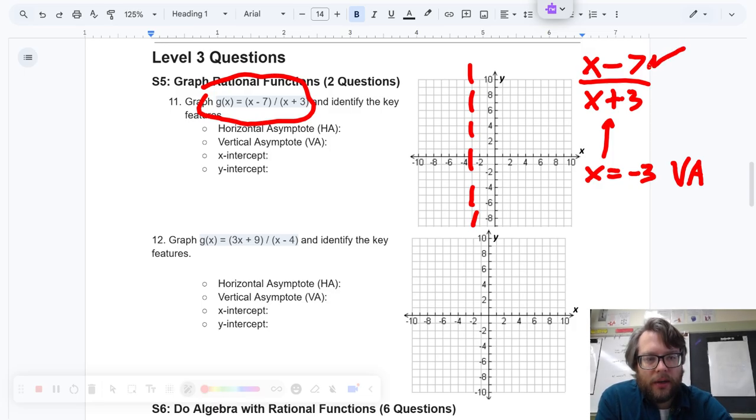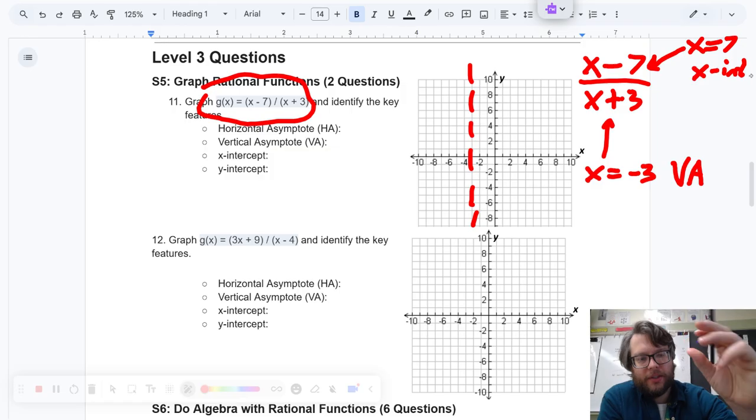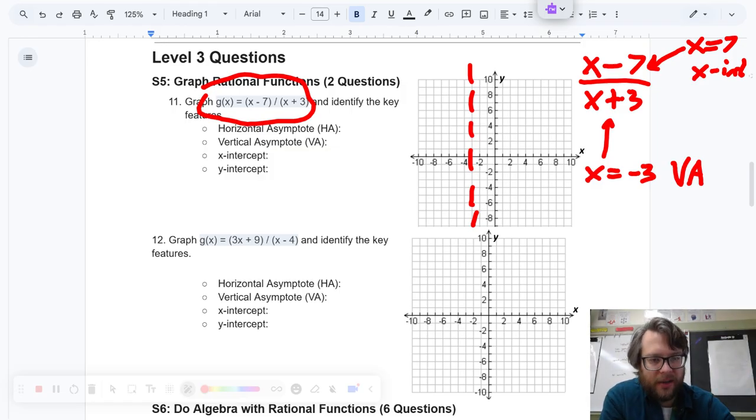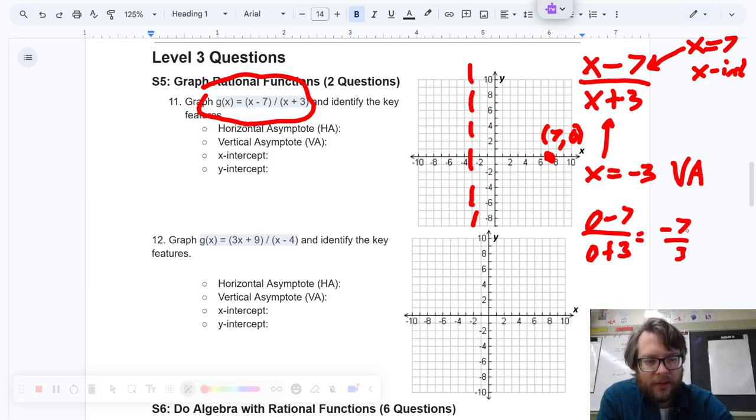If I make the numerator equal 0, I get x equals 7. That's an x-intercept. Because if I plugged in 7, I'd have 0 divided by 10, and 0 divided by 10 is just 0. So I can put a dot right there, that when I plugged in 7 for x, I got an answer of 0 for y. If I plug in 0, I get 0 minus 7 over 0 plus 3. That's negative 7/3. It's a little bit more than negative 2. So I'm going to put a dot right there. That's my y-intercept, 0 comma negative 7/3.